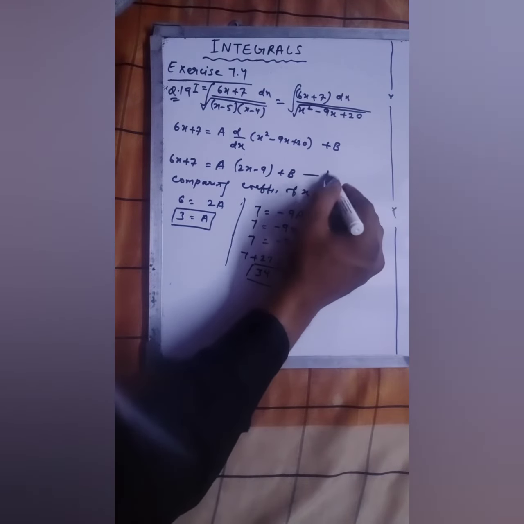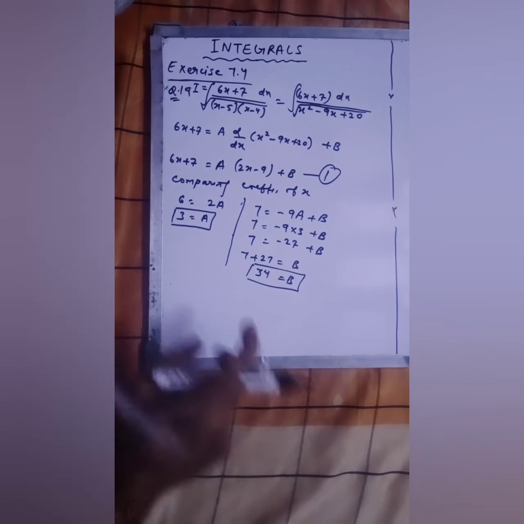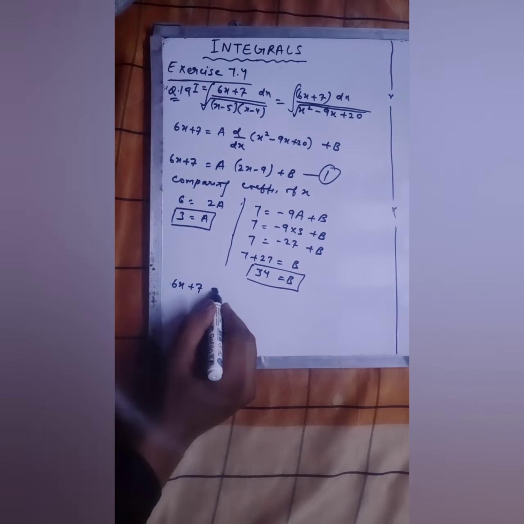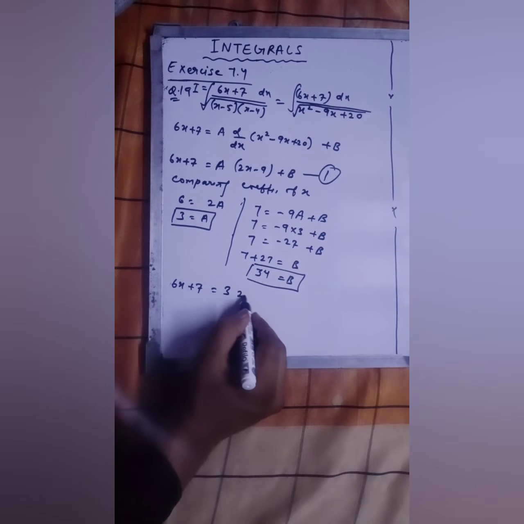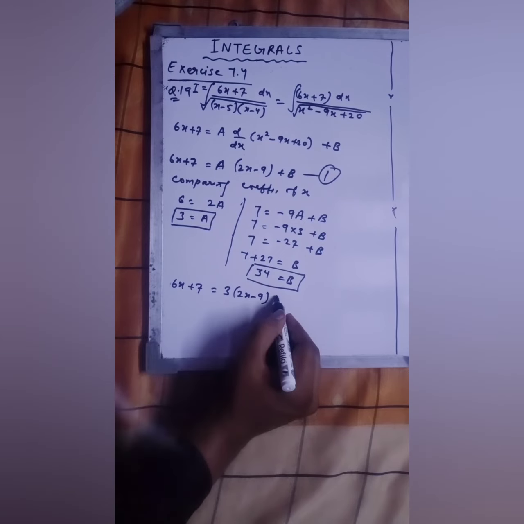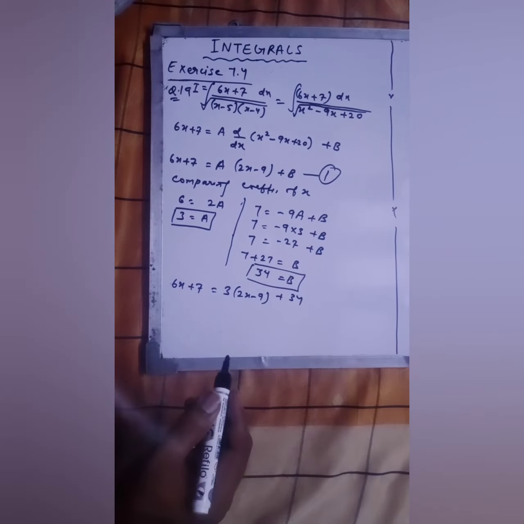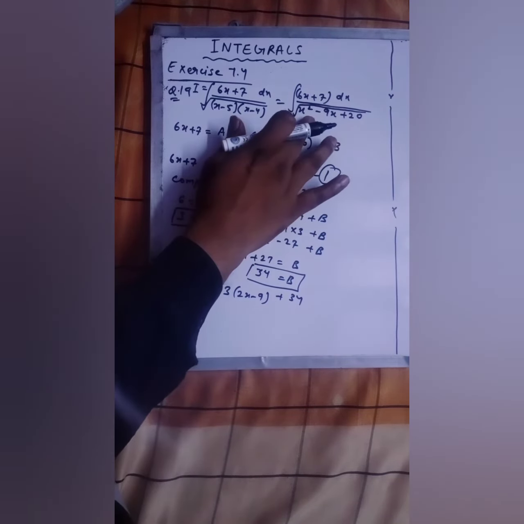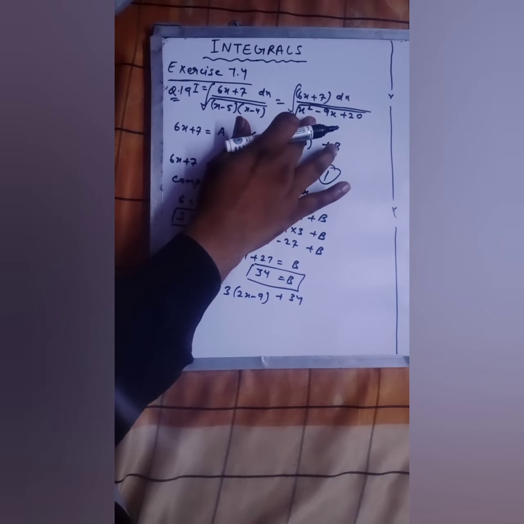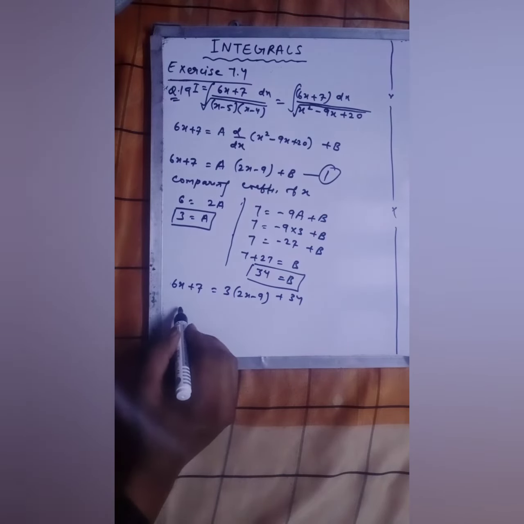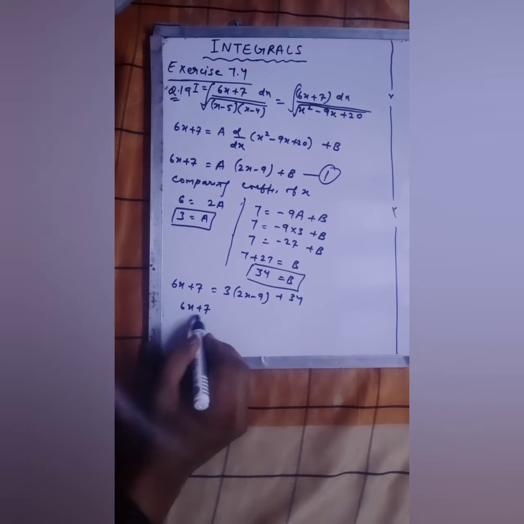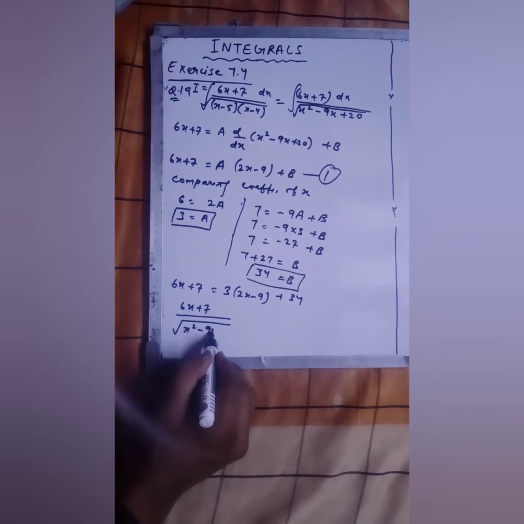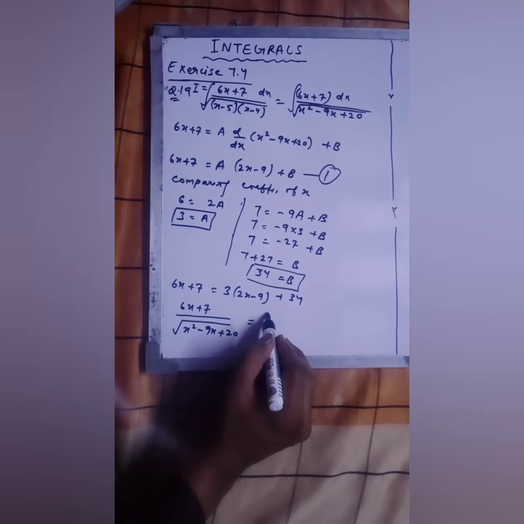You have to put these values in your equation number 1. So this is your equation number 1, that is 6x plus 7 is equal to, your a was 3, 2x minus 9, and your b was 34. Okay, now you have to divide both sides by this term x square minus 9x plus 20, because we have to find the integral of this term, and on both sides you have to do the same thing.